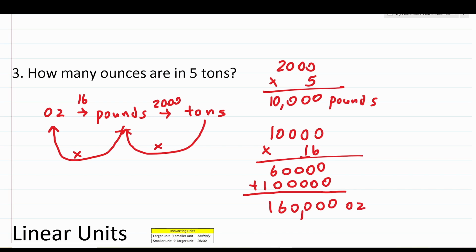All right, so this is 160,000 ounces. So 5 tons is the same thing as 160,000 ounces. And as you just saw, we converted tons to pounds by multiplying by 2,000. Then to convert pounds to ounces, we multiplied by 16. If you know these conversion charts, these problems are very easy.